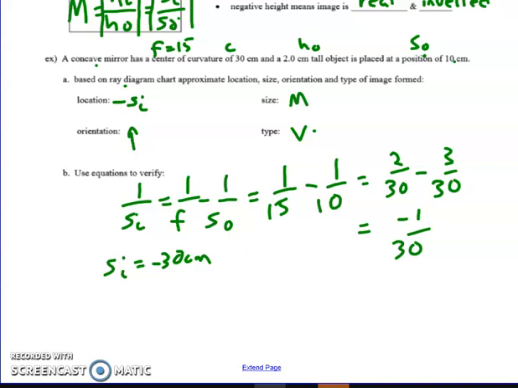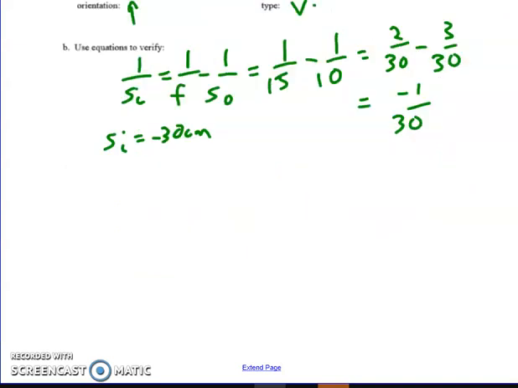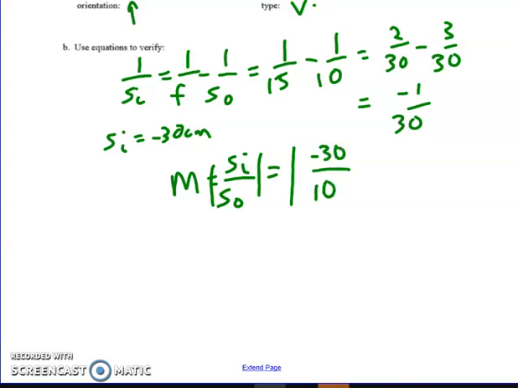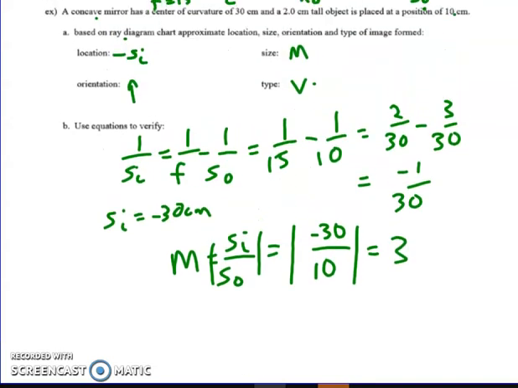Now let's look at the magnification. The magnification, which is by definition image height divided by the object height, is also equivalent to the absolute value of SI over SO. So that's the absolute value of negative 30 over 10, which is 3. We get a magnification of 3, which is consistent with the idea that it's going to be magnified.